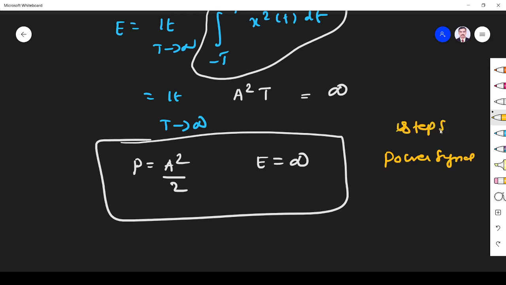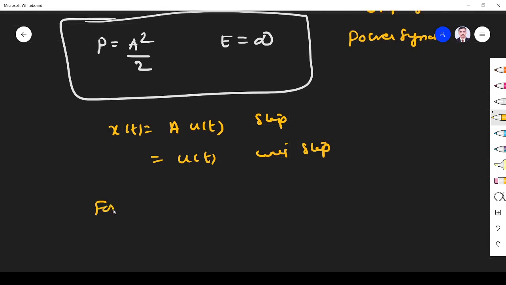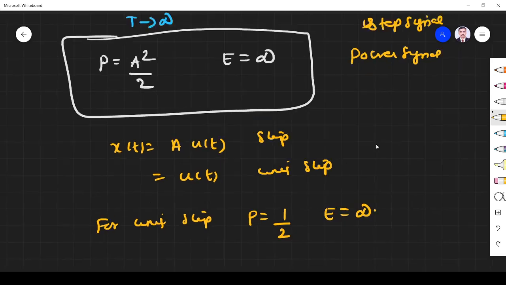Step signal is a power signal, whereas impulse is an energy signal. We have taken x of t is equal to a into u of t. This is a step signal. If a is equal to 1, it will become unit step. For unit step, we substitute a is equal to 1. So for unit step, what is the answer? We get P is equal to 1 by 2, E as usual infinity only, because a is equal to 1 for unit step signal. That's what I did, just extra information.